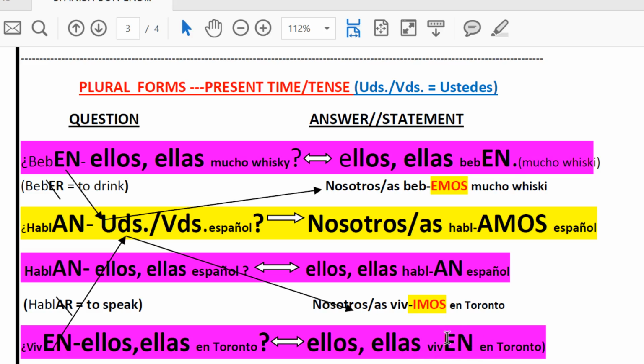And you could also give the negative forms. Ellos no viven en Toronto. Ellas no viven en Toronto. Now, you can see how this puts everything neatly into one little box, question and answer, rather than just conjugating the words or the verb, amo, amas, amat.